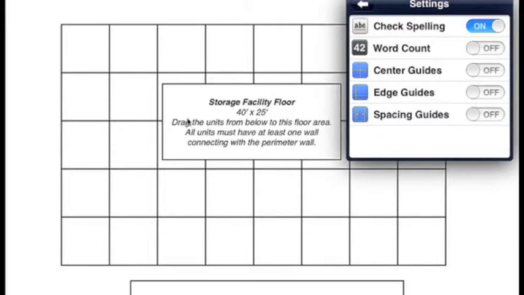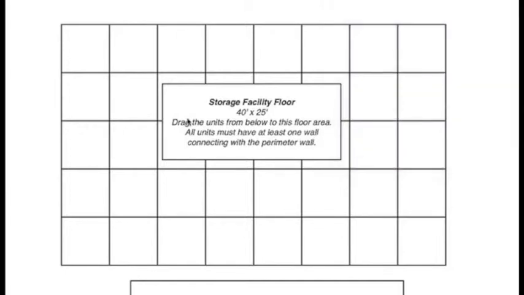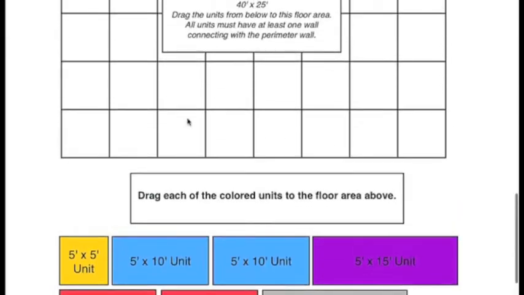What you might see happening if you don't have those switched off is as you move blocks around, they're going to try to align to different things, and if you turn them all off, it'll be easier to move things into that area. I'm going to tap on the wrench again, and it closes that window, and I'll go ahead and move one of the units up into the area.